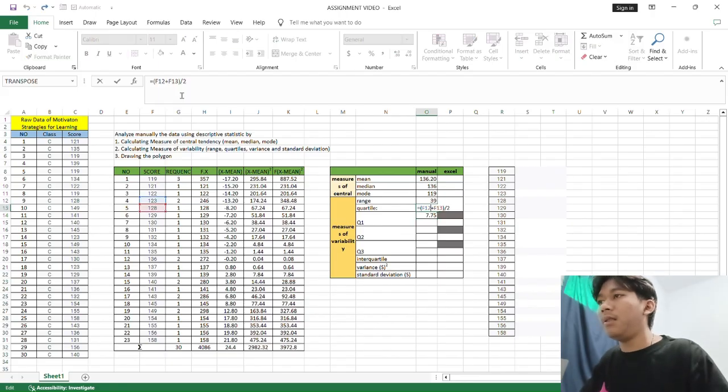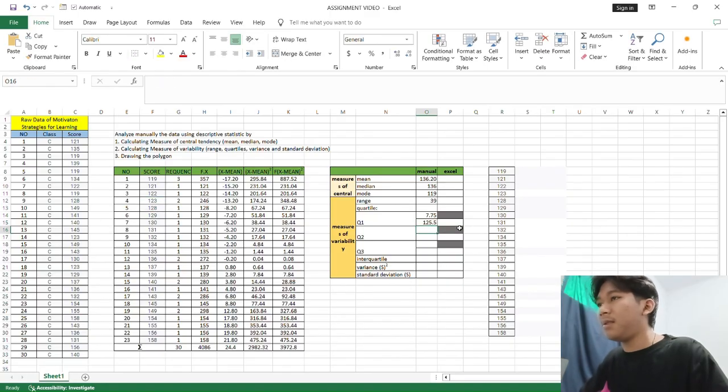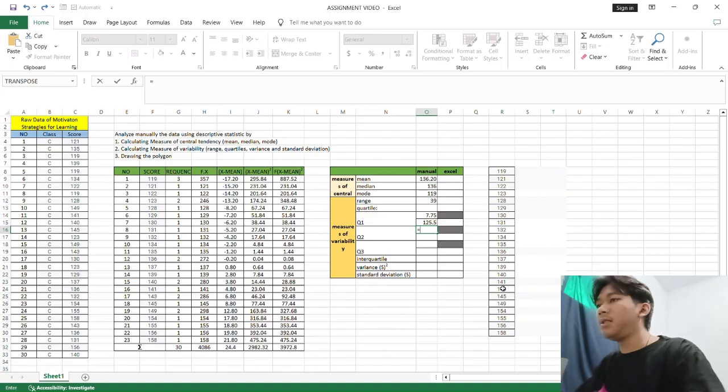Divided by 2. And I put it on the wrong cells. Just like this. And there we have it. There's our first quartile. Okay, so next we're going to find the second quartile.